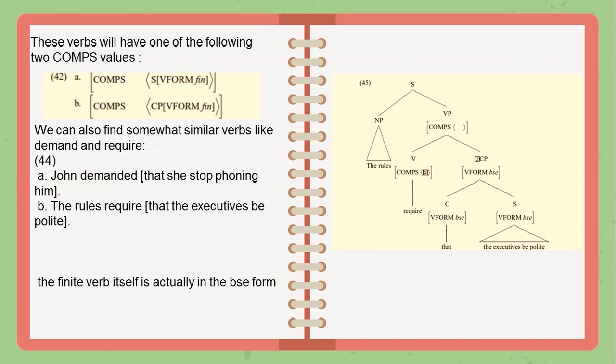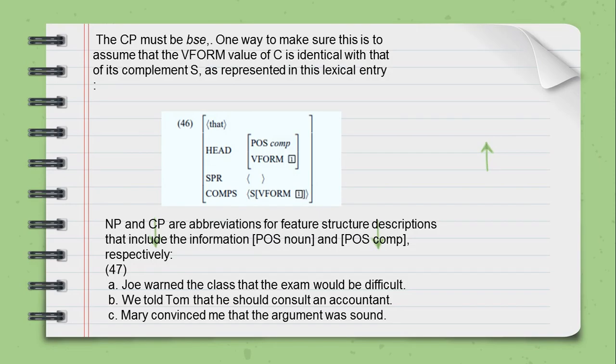There is one issue here with respect to the calculation of the VFORM value. The CP must be base, but this information comes from the head C. One way to make sure of this is to assume that the VFORM value of C is identical with that of its complement S, as represented in the lexical entry for that. That is, for that, the complementizer agrees with regard to VFORM value with its complement sentence.